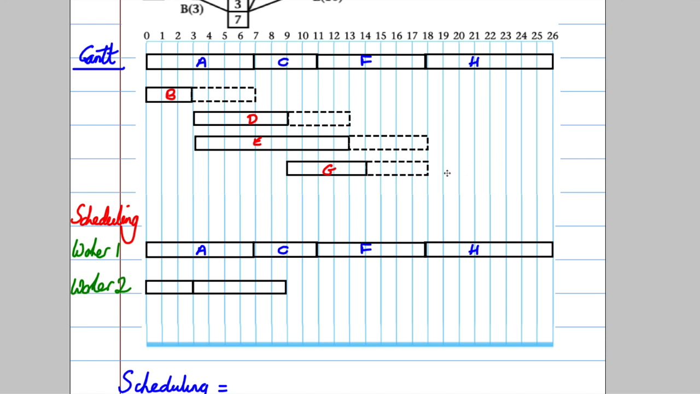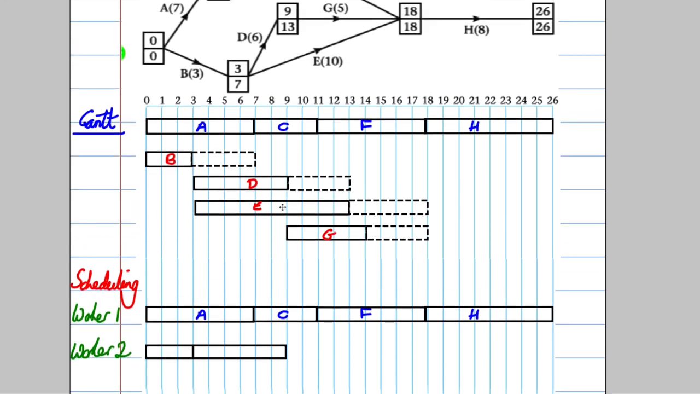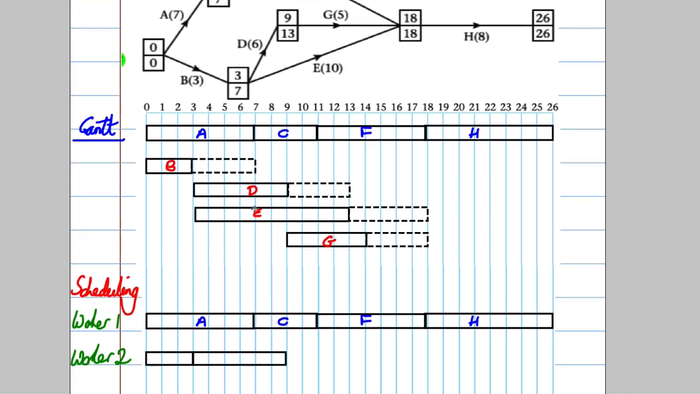Now E, the thing about E is, E has some flexibility. It can start at 3 and it can go all the way up to ending at 18. So we could shove it along some, but if we shove this along right to the very end, you can see that there's going to be some overlap there. It can't happen after D. Okay, it can't happen after D. So we're going to need a different worker for that.